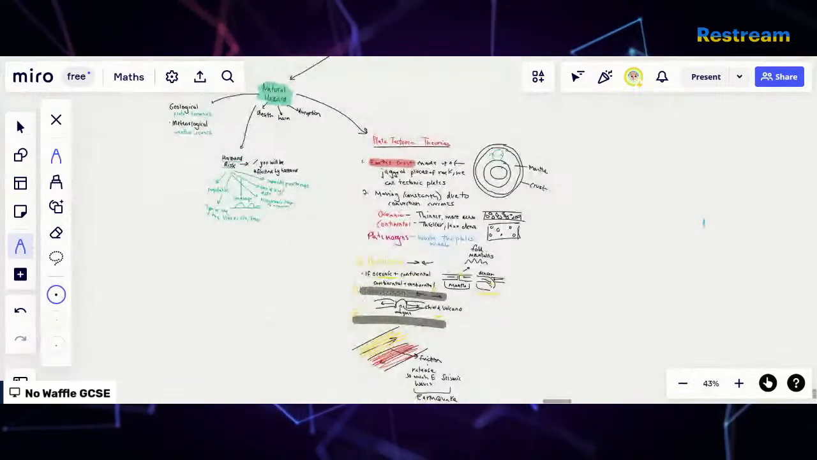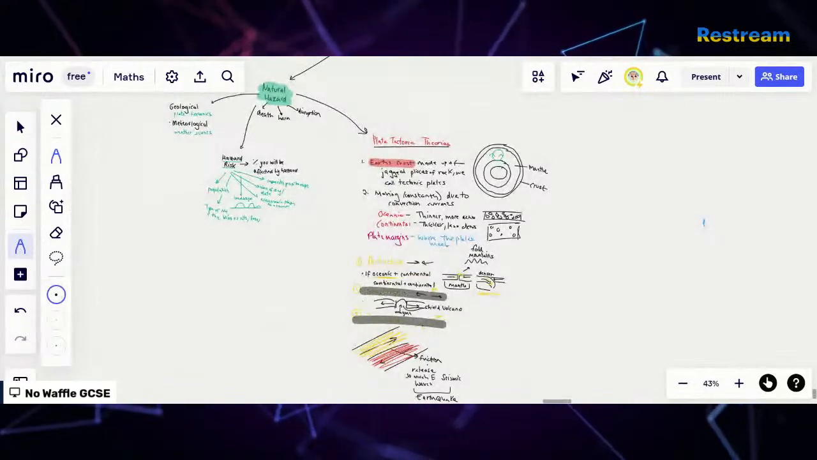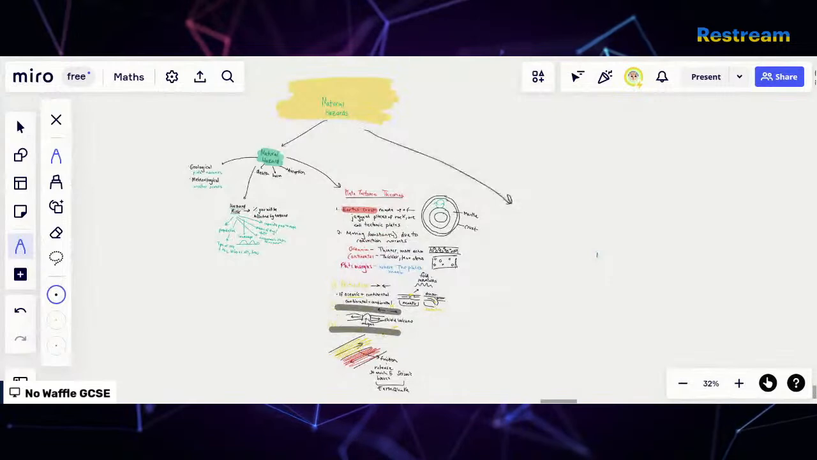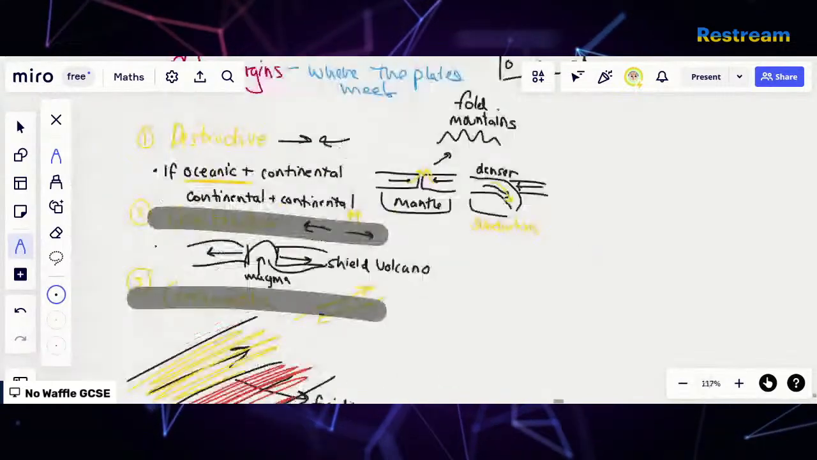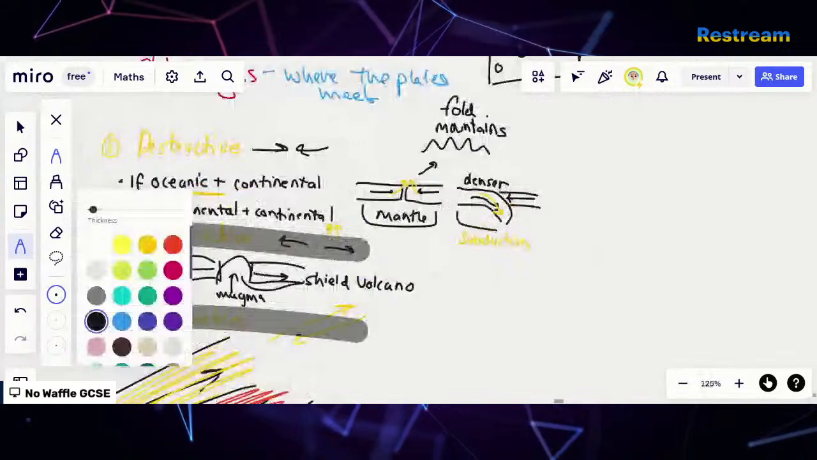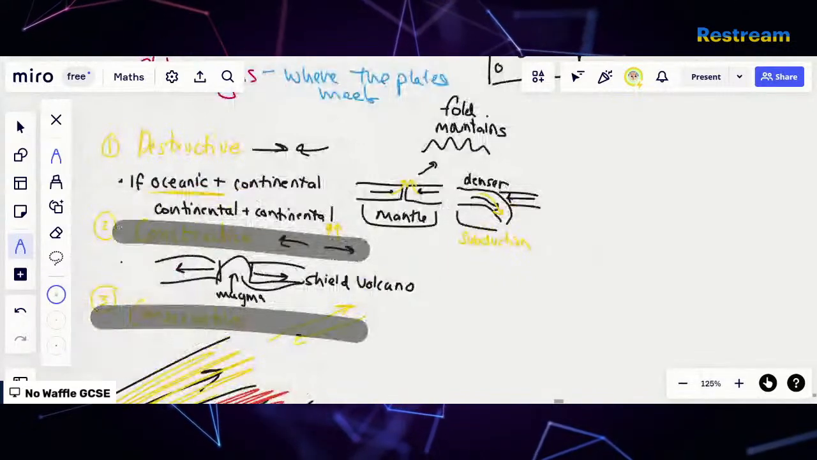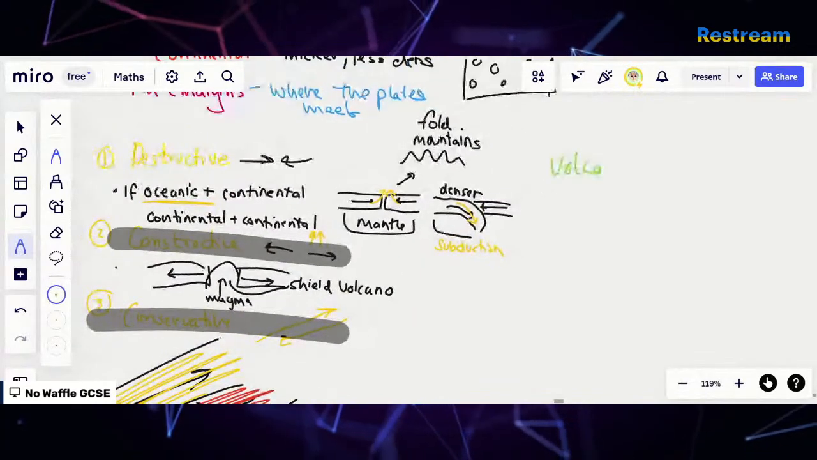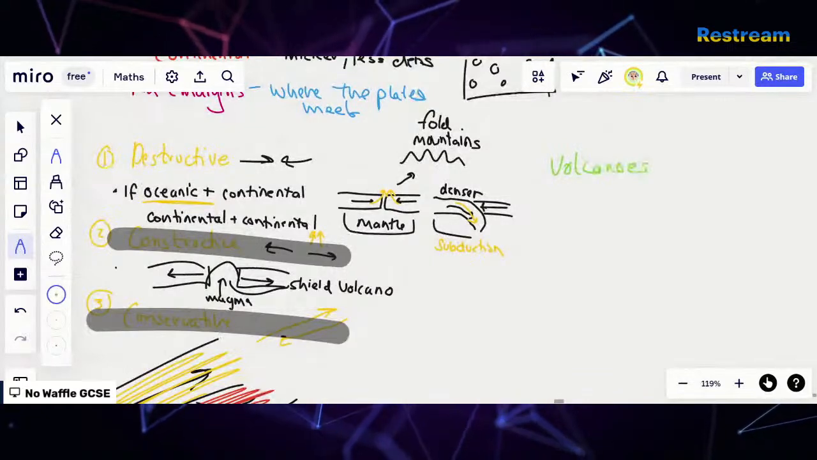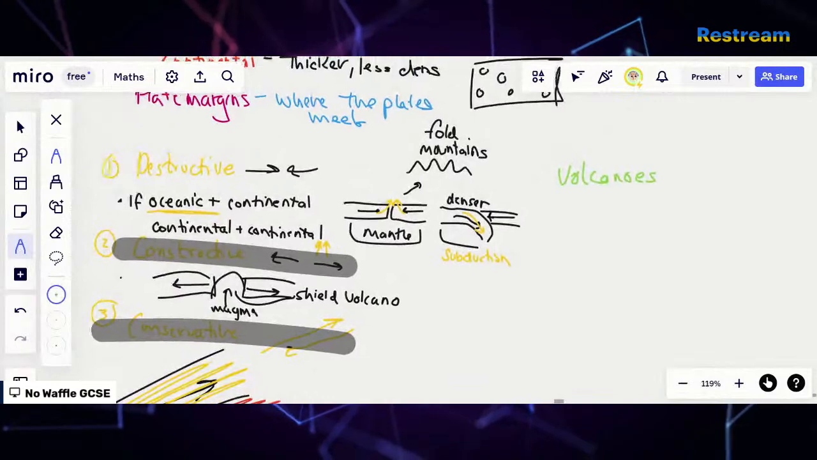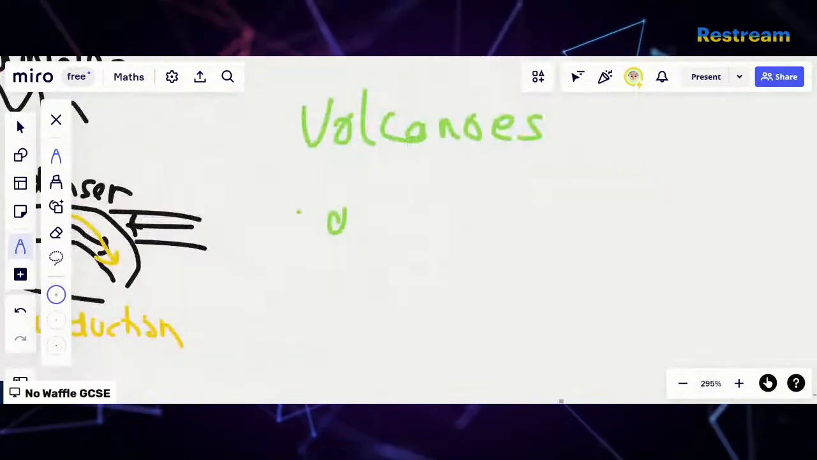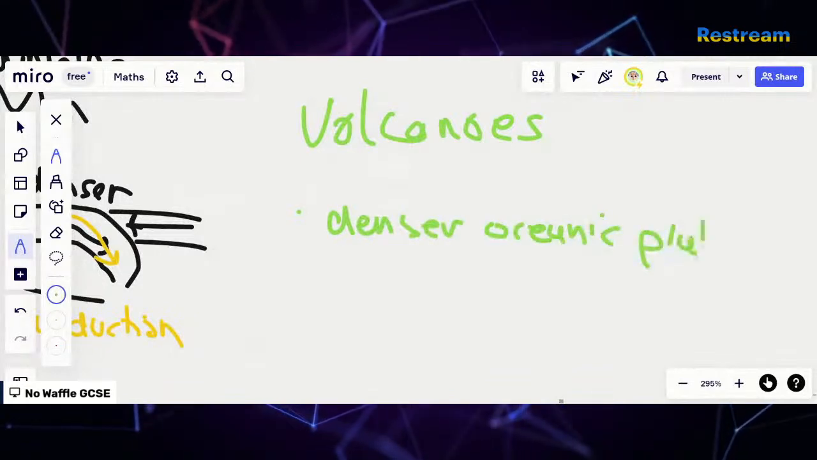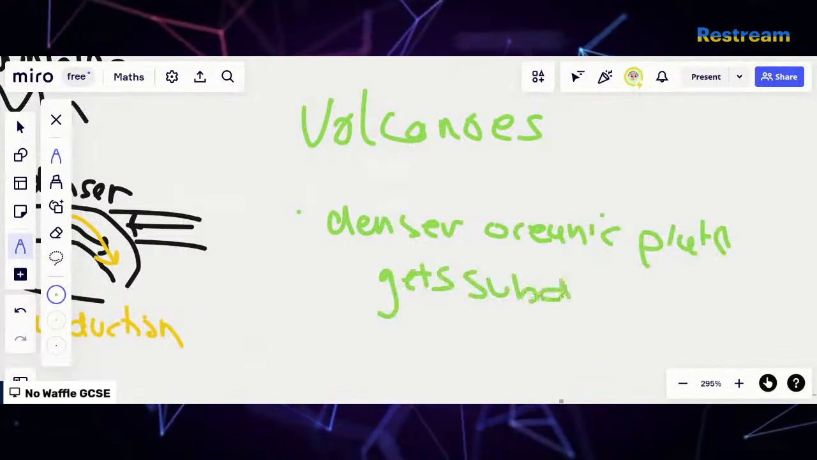So volcanoes can occur at constructive and destructive plate margins. So you're often going to be asked in the exam, why would they occur and how does it occur? So let's go back to the plate margins and let's look at how each thing occurs. So we have destructive, which is oceanic and continental. Now, how can we say volcanoes form? Well, what happens is we know that the denser oceanic plate gets subducted.